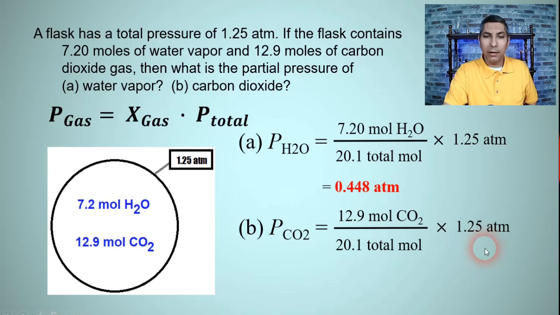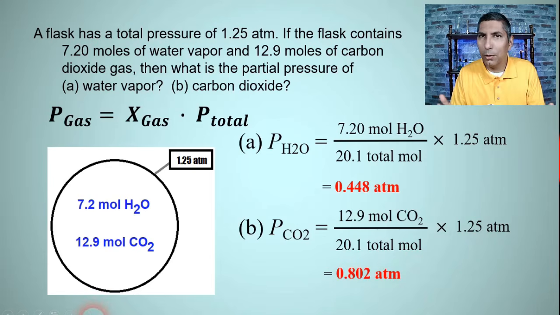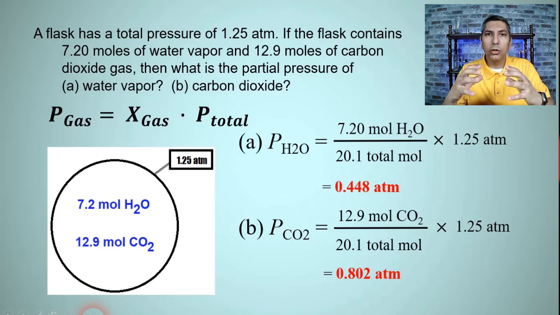So this time on my calculator, I take 12.9 divided by 20.1 times 1.25, and I find that the partial pressure of carbon dioxide is 0.802 atmospheres. Now, one thing that you might notice here is that we have two partial pressures. If we've done our work correctly, the two partial pressures of these individual gases should add up to give us the total pressure in the container.